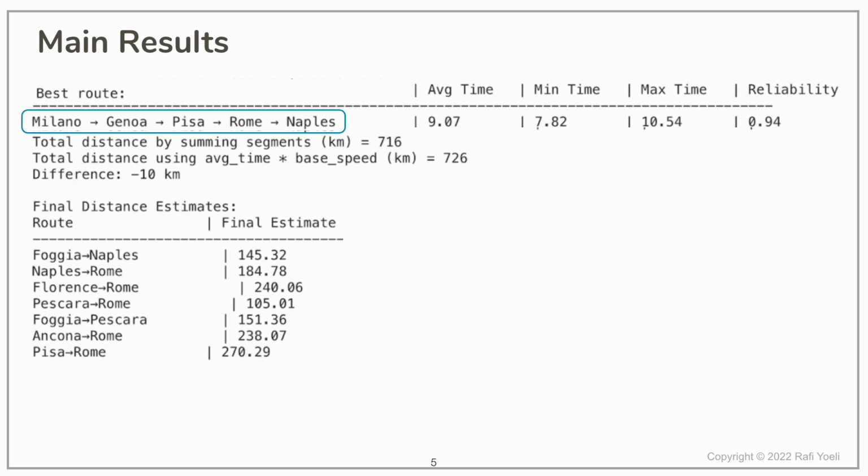The algorithm calculated the total distance of this optimal route to a total of 716 kilometers. This is close to the values that were achieved using the other tree search methods, which we covered in our previous Milan to Naples video.